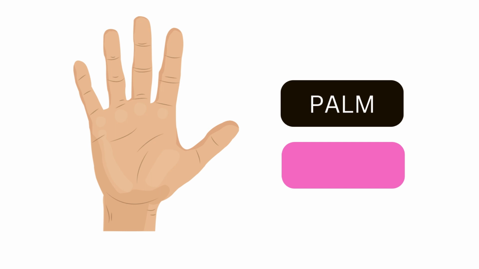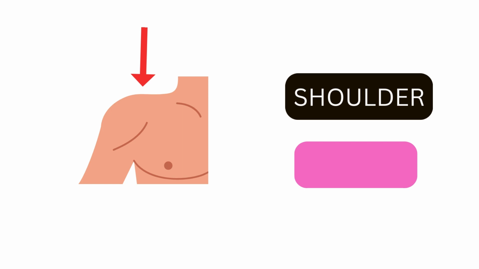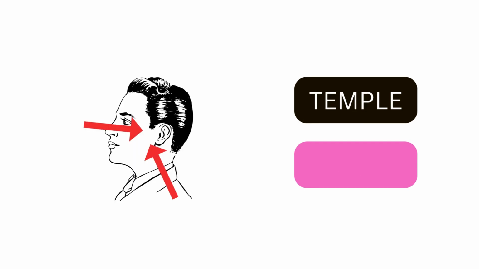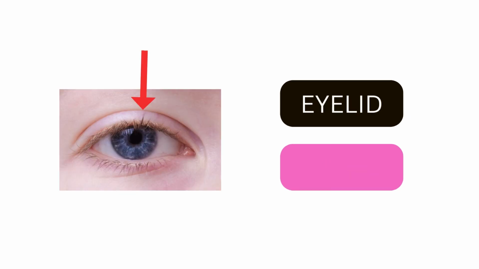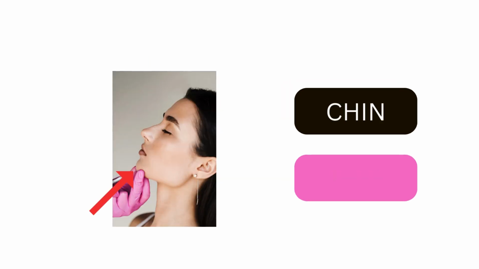Palm in Hindi is हथेली. Shoulder in Hindi is कंधा. Temple in Hindi is कनपटी. Ear in Hindi is कान. Eyelid in Hindi is पलक. Chin in Hindi is ठुड्डी.